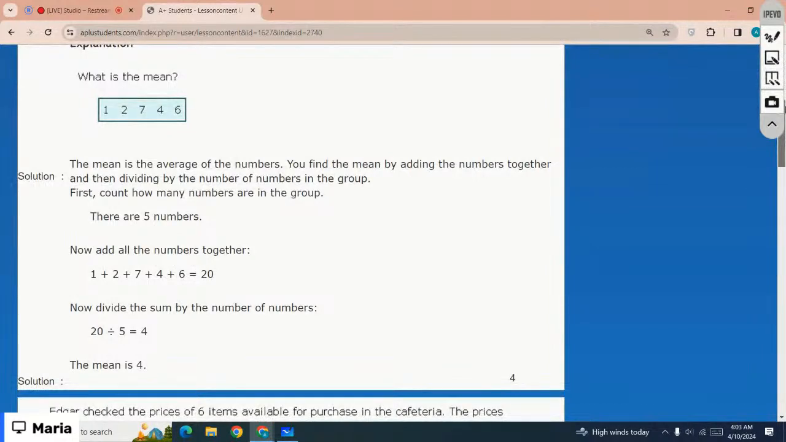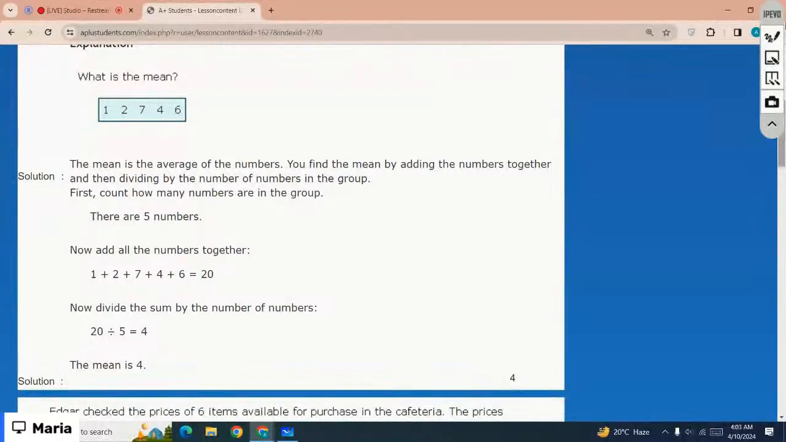First you need to add all these numbers. There are 5 numbers, so you have to divide by 5. Basically the mean is the average of the numbers. You add all the numbers and divide by the number of numbers in the group. 1 plus 2 plus 7 plus 4 plus 6 is 20. There are 5 numbers, so you divide 20 by 5. That means the mean is 4.